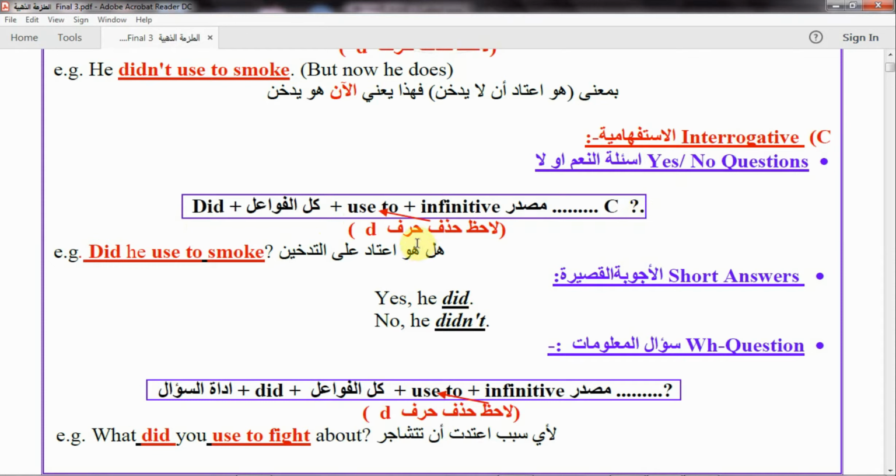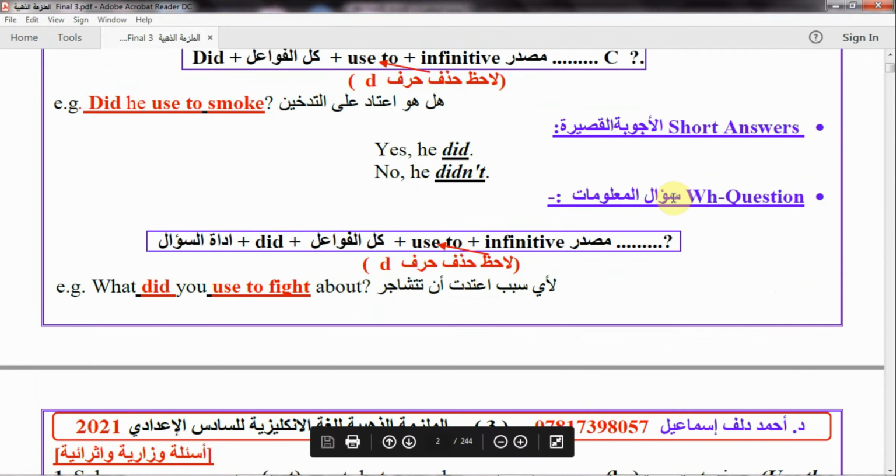Again, here we omit the letter D. Why? Because we use the preferable verb did. For example, did he used to smoke? هل هو اعتاد على التدخين سابقا؟ With yes or no questions, we have only two short answers. Either positive short answer, yes he did, or negative short answer, no he didn't.